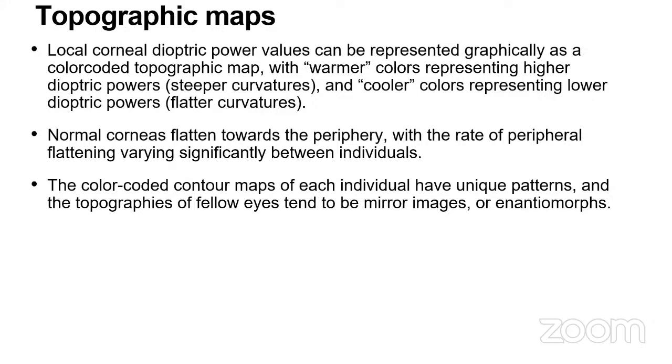Next, coming to topography maps, local corneal dioptric power values can be represented graphically as a color-coded map with warmer colors representing high dioptric values, that is steeper curvature, and cooler colors representing lower dioptric power, that is flatter curvatures. Normally, corneas flatten towards the periphery, with the rate of peripheral flattening varying significantly between individuals. The color-coded contour maps of each individual have unique patterns, and the topographies of fellow eyes tend to be mirror images of each other, or enantiomorphs.